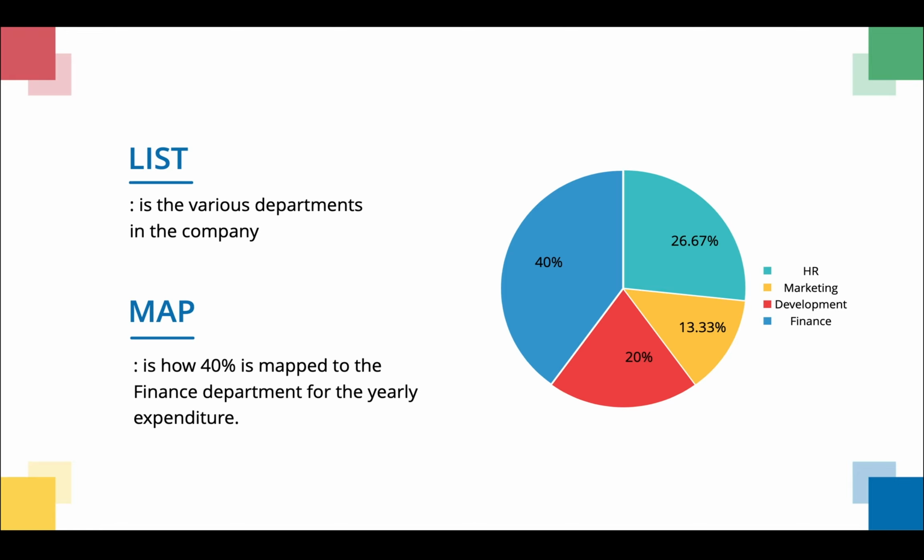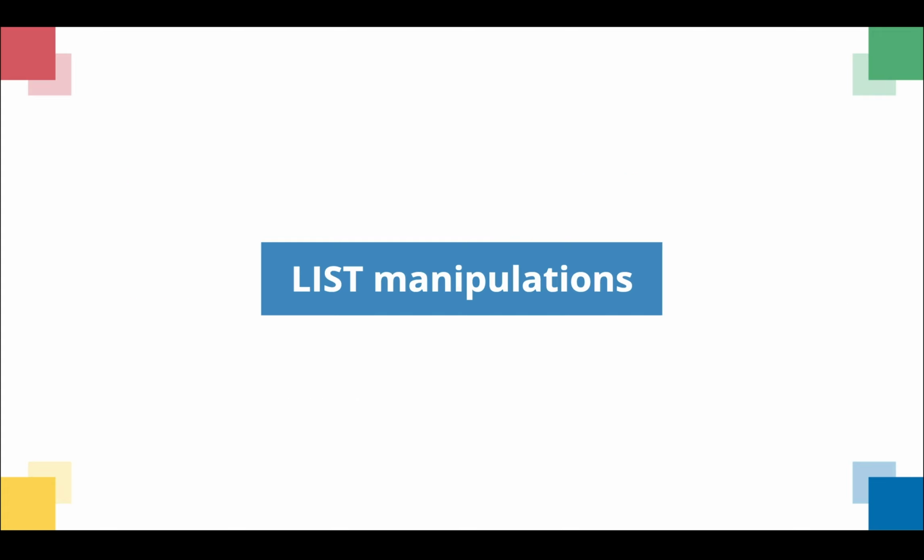I hope it's getting clearer and clearer. List is just a list of items, and map has a key and a value. You map one thing to another. Here, department to the yearly expenditure, right? Let's dive deep into the list manipulations, okay?